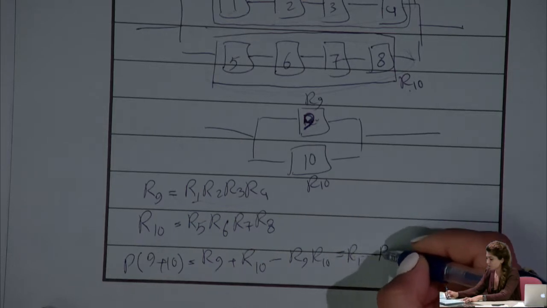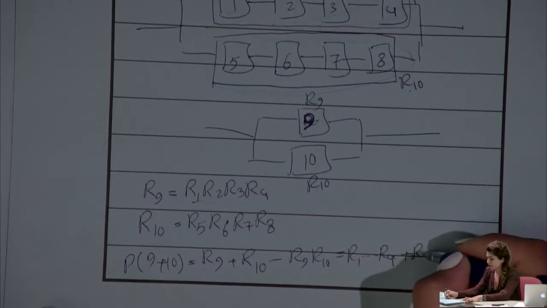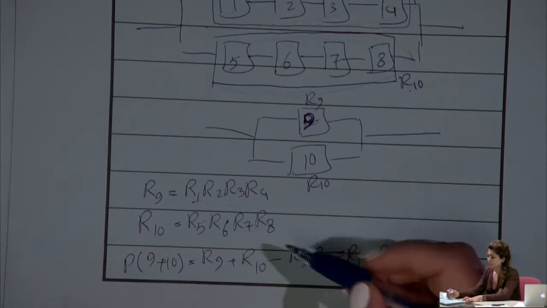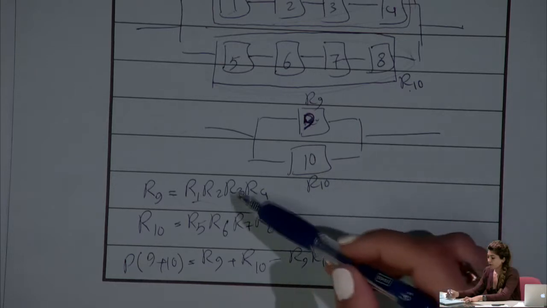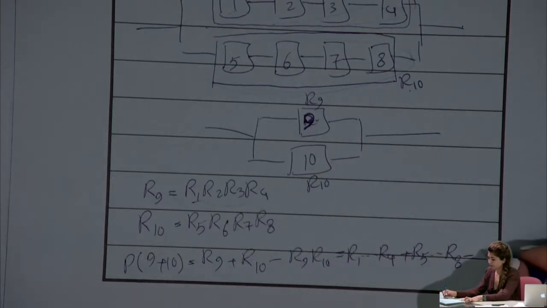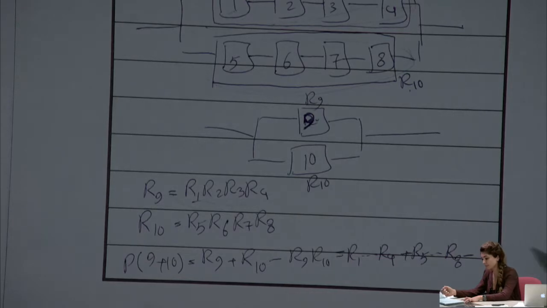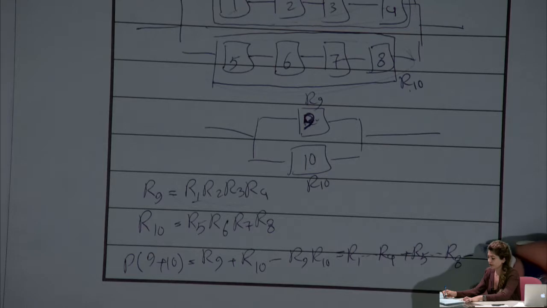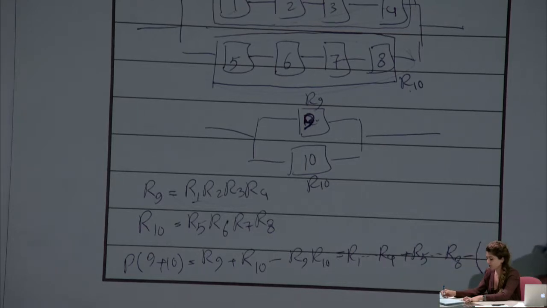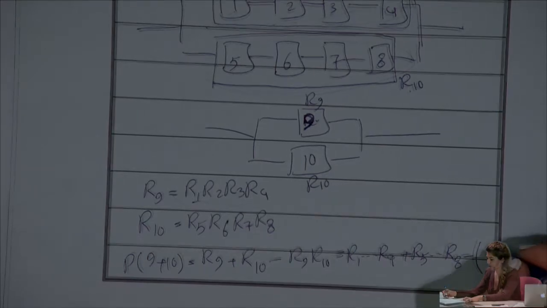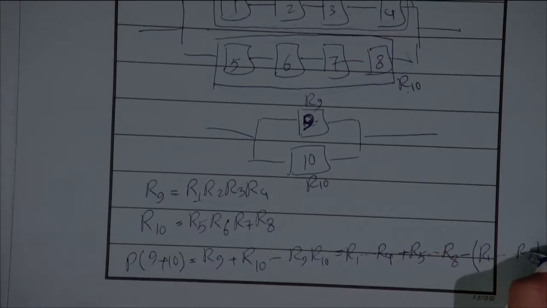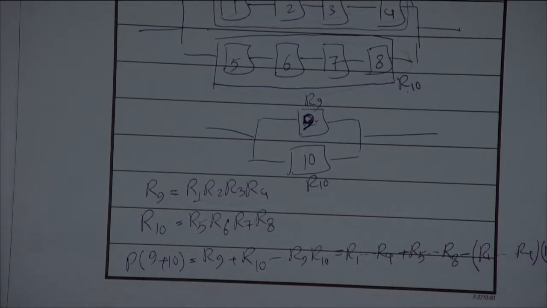R1 multiplied all the way to R4 plus R5 multiplied all the way to R8, minus the multiplication of these two, basically. So instead of that, you could have used the failure mode and make your calculation slightly easier. So R9 is going to be R1 again to R4 and R5 to R8. Okay, that would be your calculation.